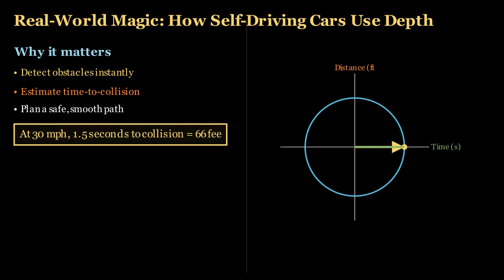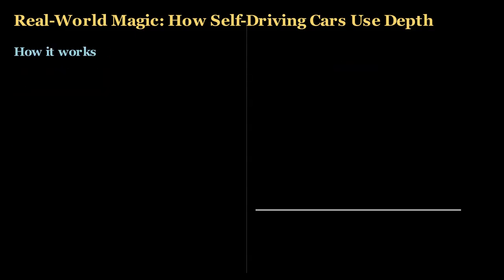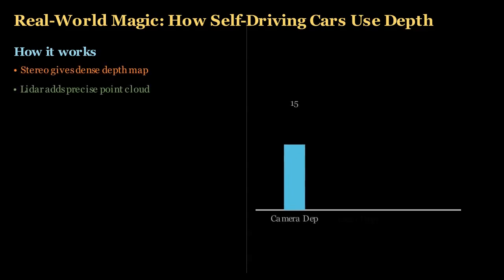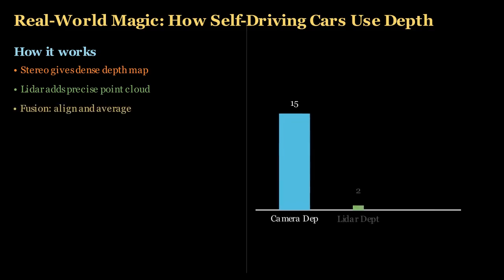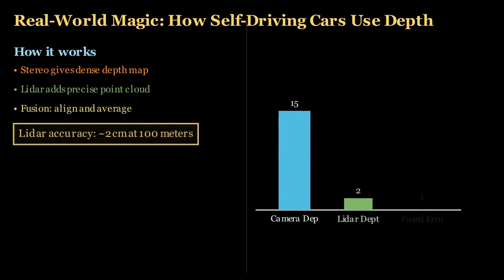similar triangles. The car starts with a stereo depth map from two cameras, using disparity and triangulation. But cameras struggle in the dark or with plain white walls. So it fuses this with LiDAR, which fires laser pulses to measure exact distances, creating a point cloud.